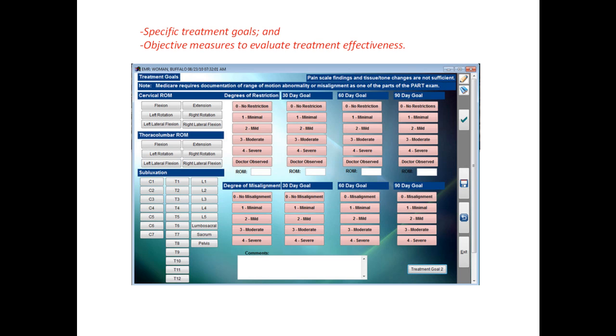Medicare is requiring specific treatment goals that are measurable and observable. It is not difficult to set an objective goal for a range of motion since it can be measured in degrees or levels of impairment. It is much more difficult, however, to set a treatment goal for subluxation, since how do you measure a subluxation and show objective progress towards resolution?